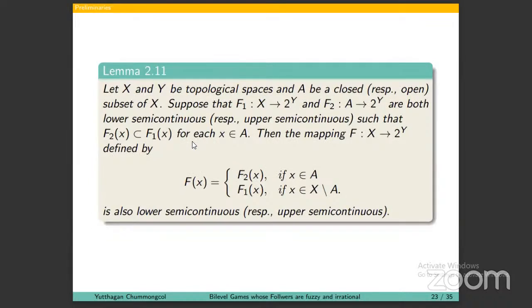In Lemma 2.11, let X and Y be two topological spaces, and A and B closed subsets of X. Suppose that F1 and F2 are both lower semicontinuous such that F2 of x is a subset of F1 of x for each x belonging to the set A. Then the mapping F defined by this is lower semicontinuous, and upper semicontinuous is the same.